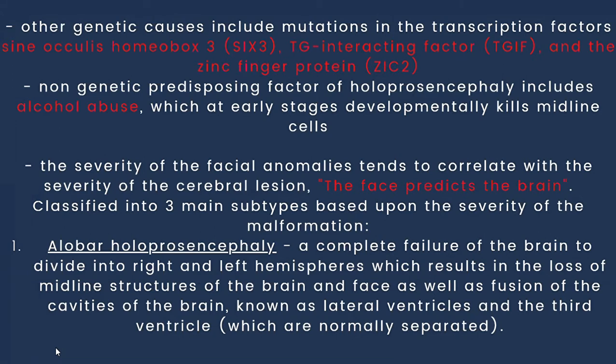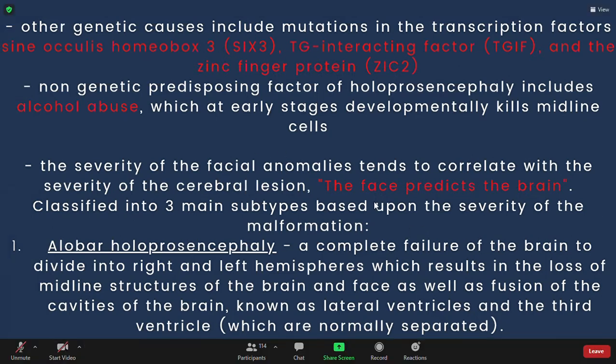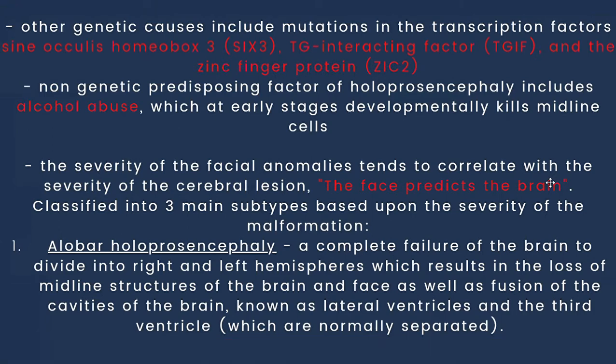Other genetic causes include mutations in transcription factors like SIX3, TGIF, and the zinc finger protein. And then the non-genetic predisposing factors of holoprosencephaly include alcohol abuse. So basically, mothers who consume alcohol during their pregnancy, which is the early stage of development of midline cells. The severity of the facial anomalies tends to correlate with the severity of the cerebral lesions. The face predicts the brain.